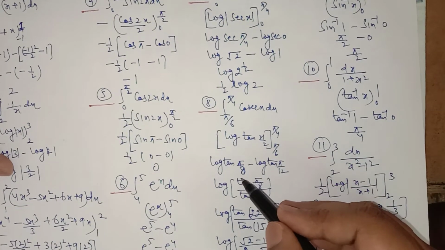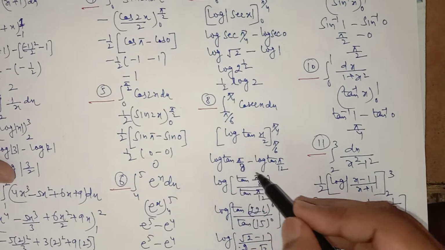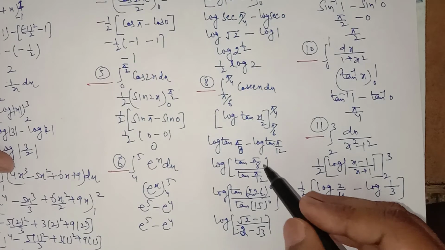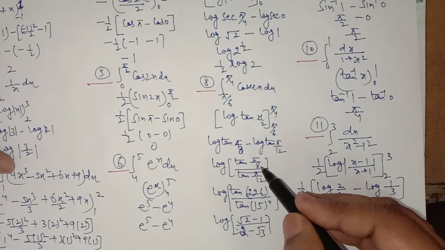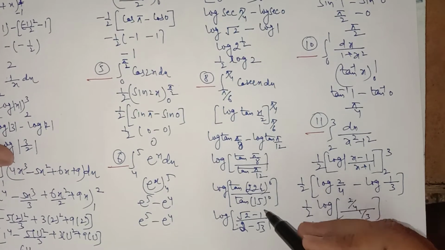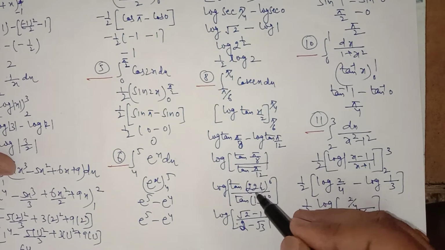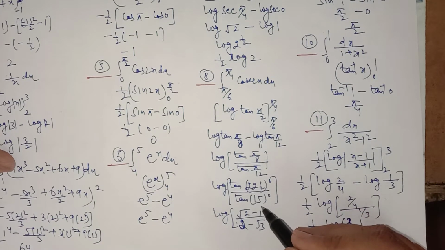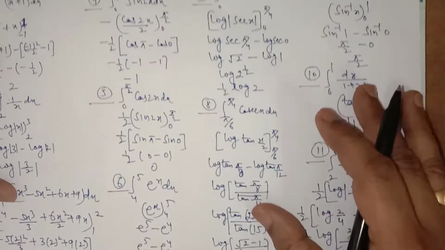Now using the property of the log, it is log of tan pi by 8 upon tan pi by 12. You take your own time to find the value of tan pi by 8, which is 22.5 degrees, not 45, and tan pi by 12, which is 15 degrees. You can find tan 22.5 by half, by using the tan 2 theta formula you have done in class 11, and tan 15 you can find by using the formula tan a minus b, that is 45 minus 30.